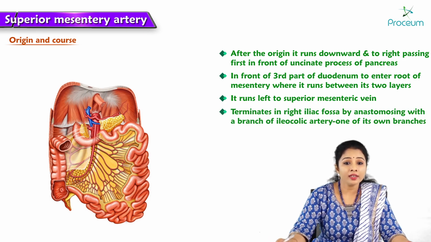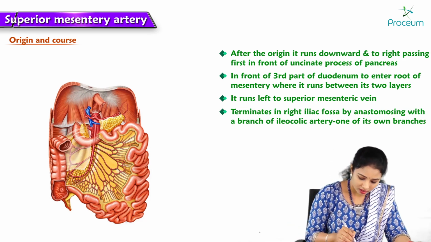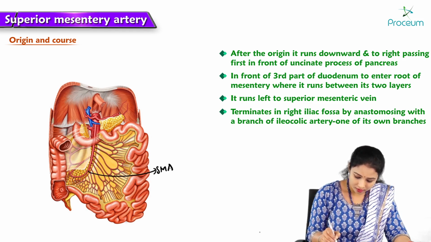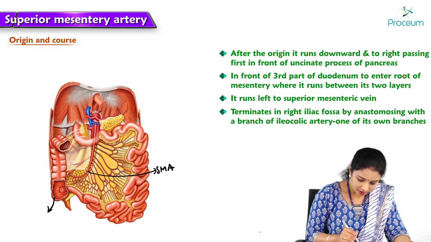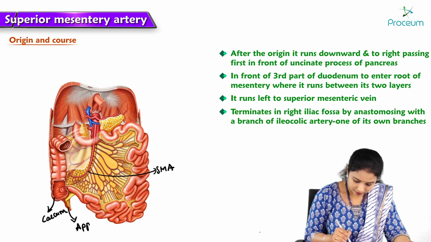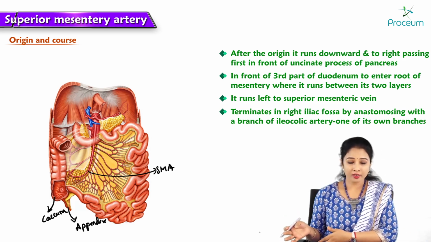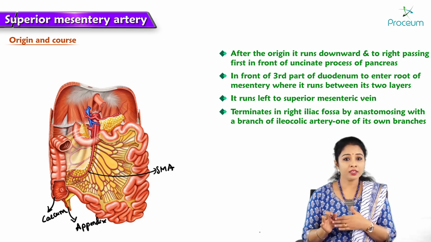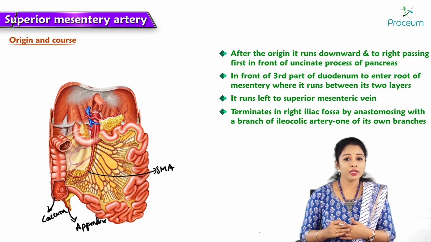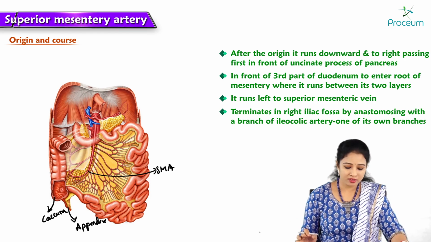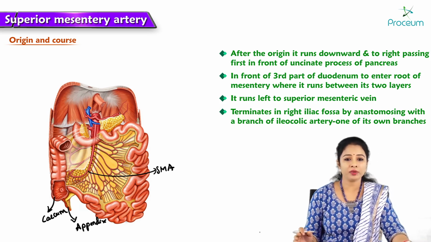It terminates in the right iliac fossa by anastomosing with a branch of its own artery. So we can see it is located here. This is the superior mesenteric artery, and this is the cecum. We can see the cut part of the cecum, and here is the appendix. So the cecum and appendix are located in the right iliac fossa. So the superior mesenteric artery terminates in the right iliac fossa by anastomosing with a branch of its own artery, which is one of its own branches. So finally it terminates with its own branches.